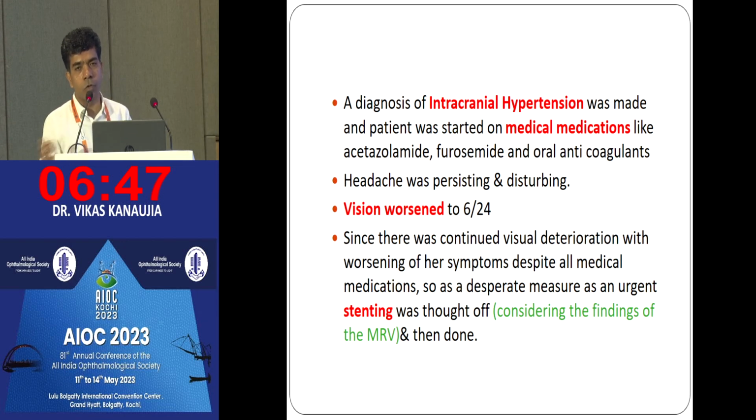The patient was referred for neurology consultation because the stenosis was there. Cerebral venous sinus thrombosis was thought of. With the neurology people, because they are more resistant to other strategies, we started the patient on acetazolamide, furosemide, and oral anticoagulant. Then the patient came to us again because the headache was persisting and very disturbing, and vision deteriorated. So there was evidence of that stenosis on the finding of the MRV.